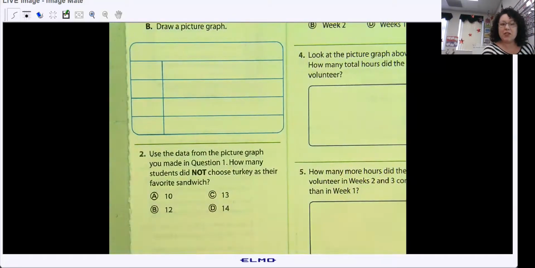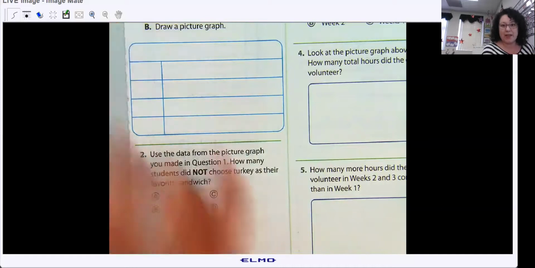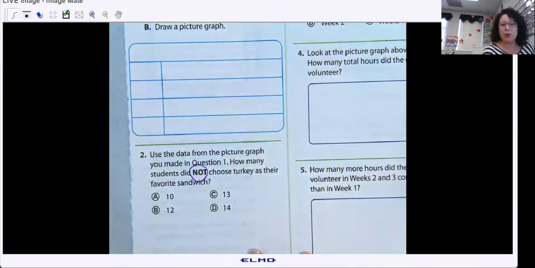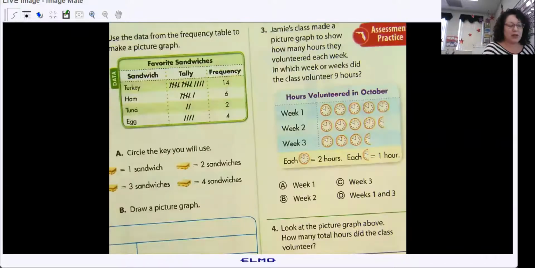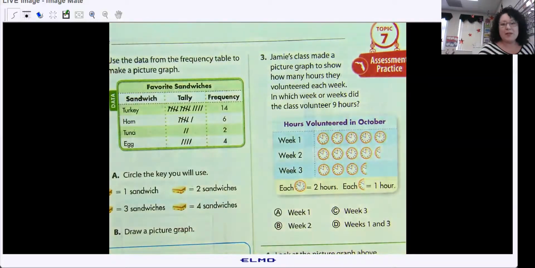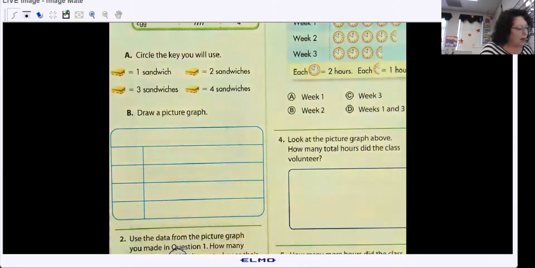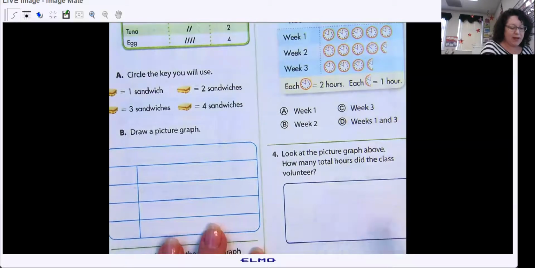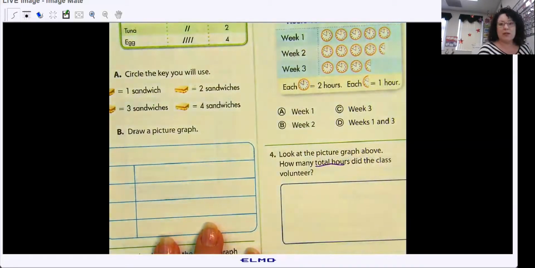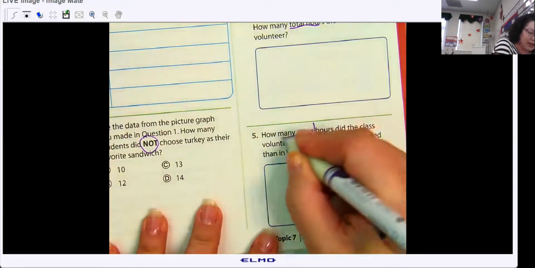Use the data from the picture graph you made in question 1. How many students did not choose turkey as their favorite sandwich? So that's why there's that big bold word, not. Jasmine's class made a picture graph. That one's pretty easy. Just make sure you look at the scale. Look at the picture graph above. How many total hours? So that one's fine. How many more hours? There's our clue.